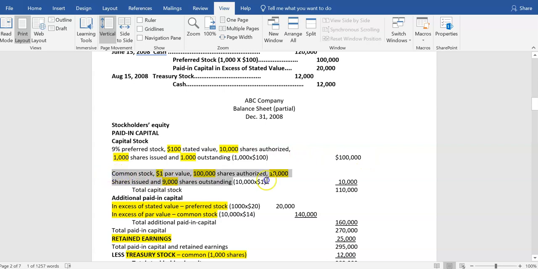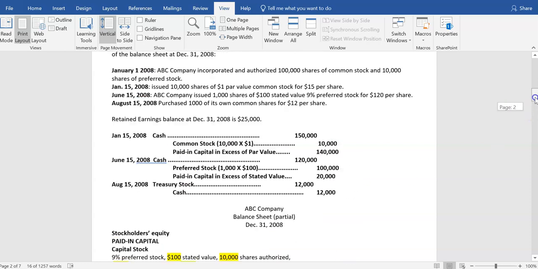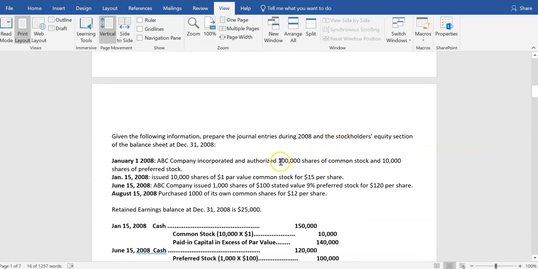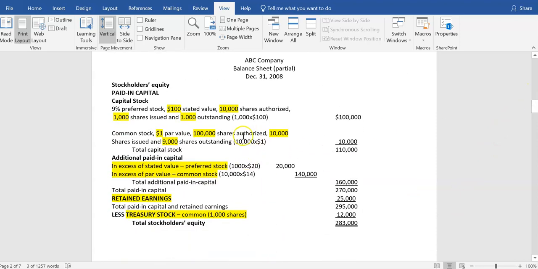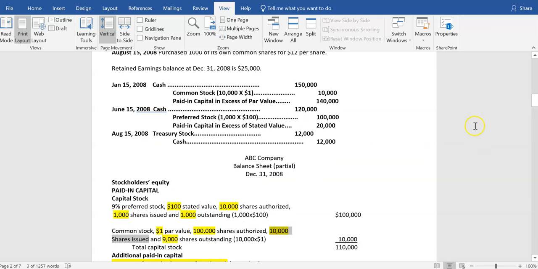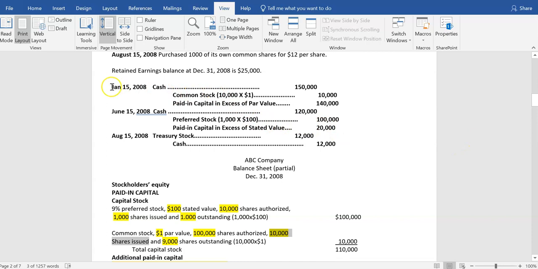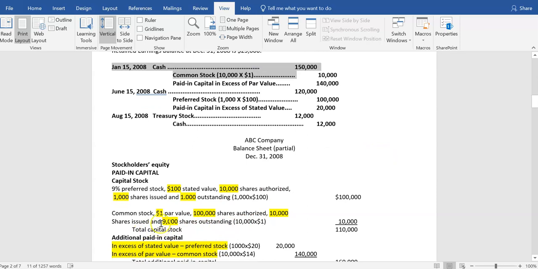Then we also have common stock. The common stock has a $1 par value. 100,000 shares of the stock had been authorized. Again, that was all detailed up here: 100,000 shares of common stock authorized with a $1 par value. Of those, 10,000 shares have been issued, and we issued those here on January 15th. Of those 10,000 shares issued, only 9,000 are outstanding.